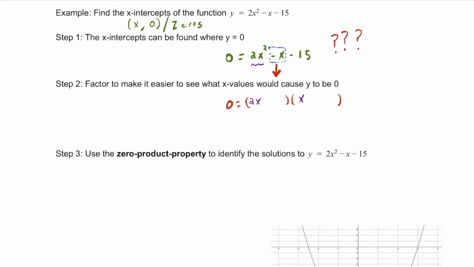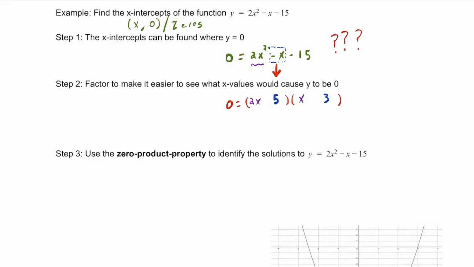So let's see, first let's say I try 3 and 5. I think about what the middle terms would be. I'd have a 3x from that part of my distribution, and I'd have a 10x. Well, there's no way I can make a negative 1x through any kind of combination of 3x and 10x. So I go back to the drawing board. I say, okay, maybe it's the other way around. Let me try 5 and 3.